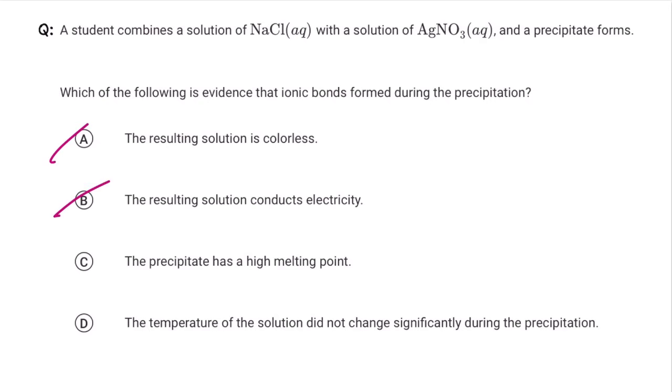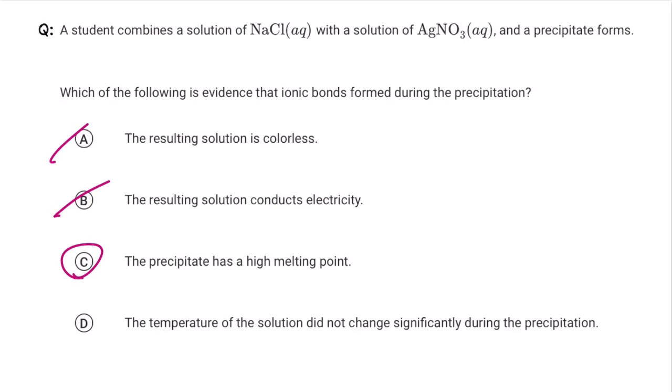C, the precipitate has a high melting point. D, the temperature of the solution did not change significantly during the precipitation. So a lot of times during a chemical change, heat is produced or light is produced, so that can be evidence for a chemical change. But having no such change doesn't mean that it's not a chemical change. The right answer is C.